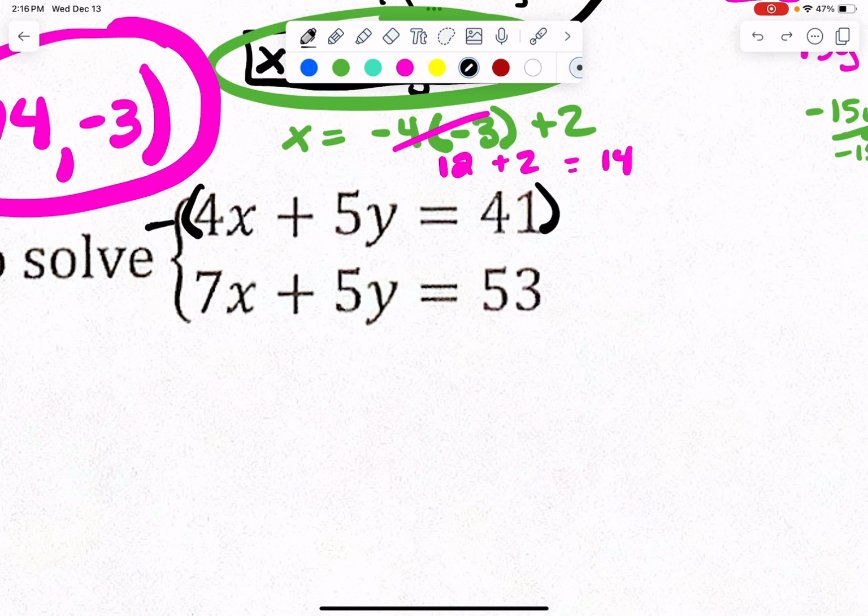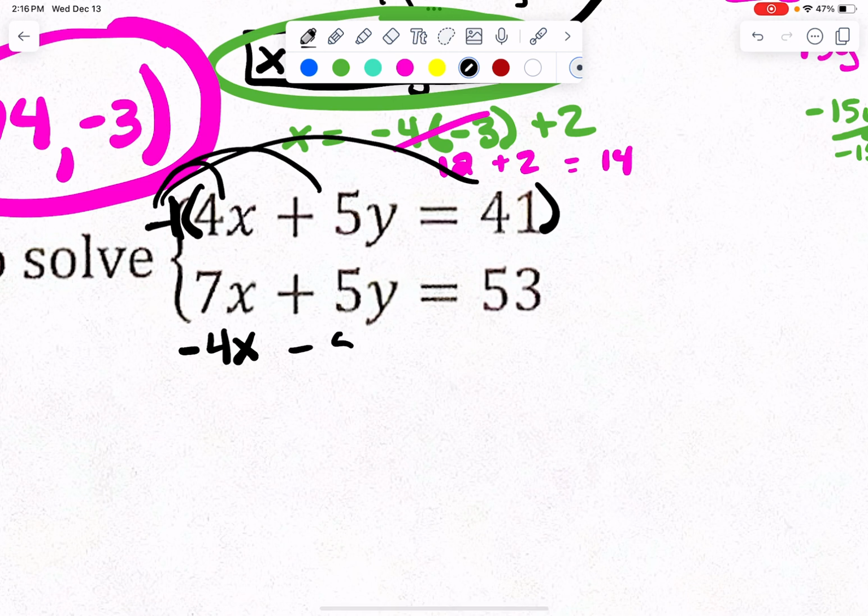If you want to make the bottom one negative, it doesn't matter. You're just multiplying everything through by a negative 1. So I'm going to put him right below here. And I have negative 4x minus 5y equals negative 41. And now I'm going to add these two equations together.